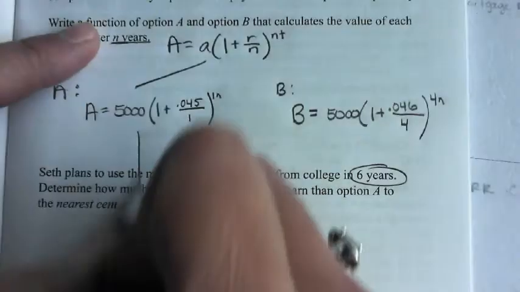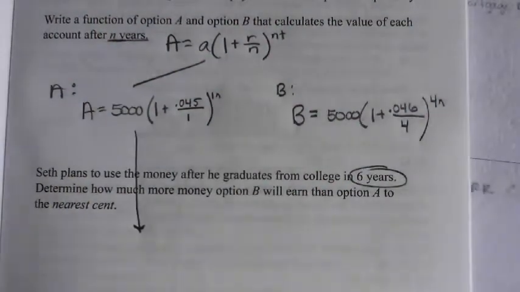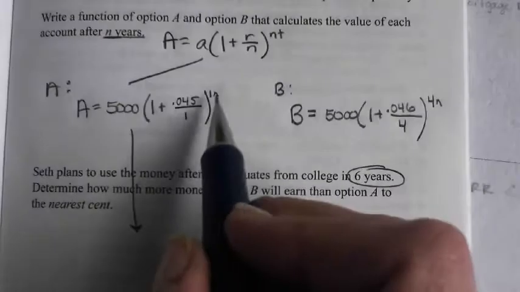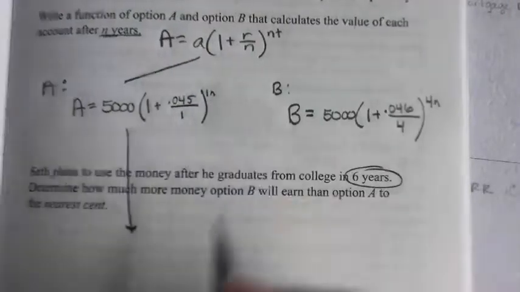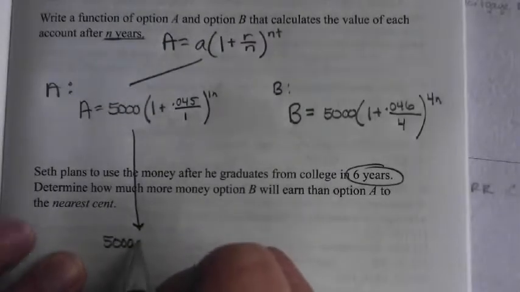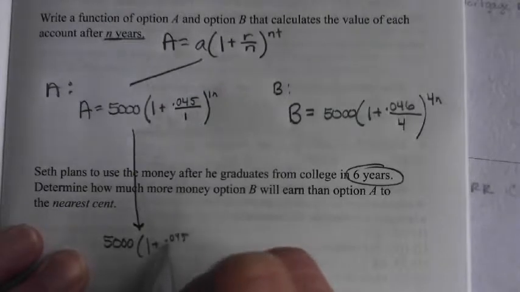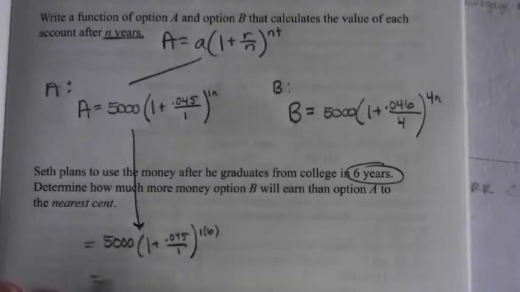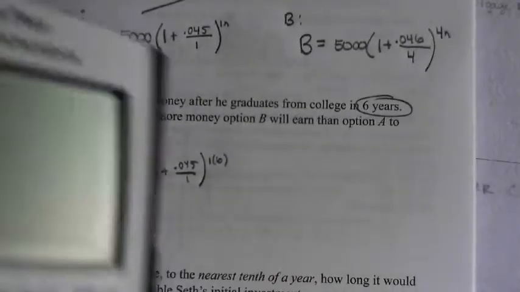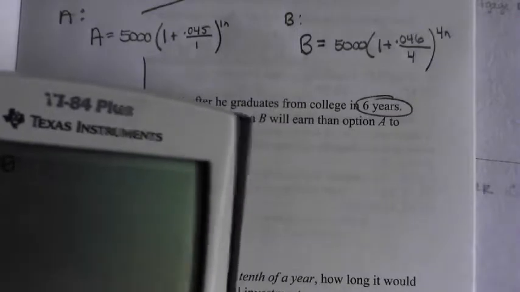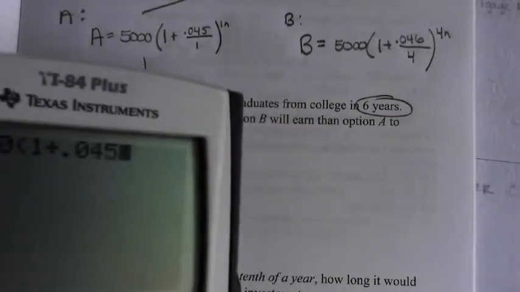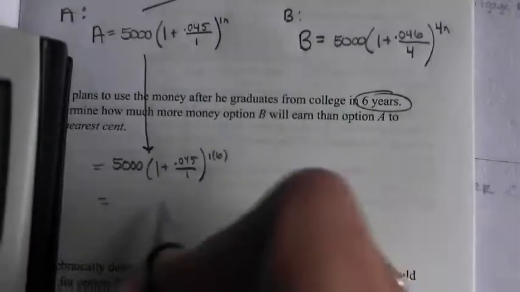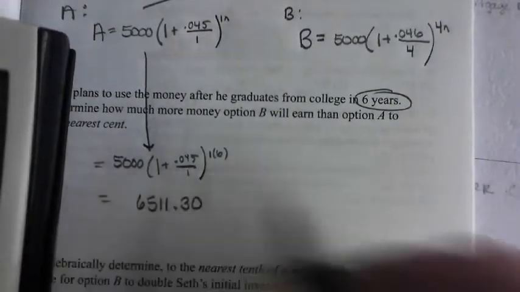So on part A, I don't know that we necessarily need to show any work. It's just on our calculator. I think to be safe, in case you type something into your calculator wrong, you might want to show whoever is grading your paper that you understand that you're plugging in a 6 for the n. But other than that, it's just type it into your calculator. So 5,000, parentheses 1 plus 0.045 over 1 to the 6th power. So that's $6,511.30.